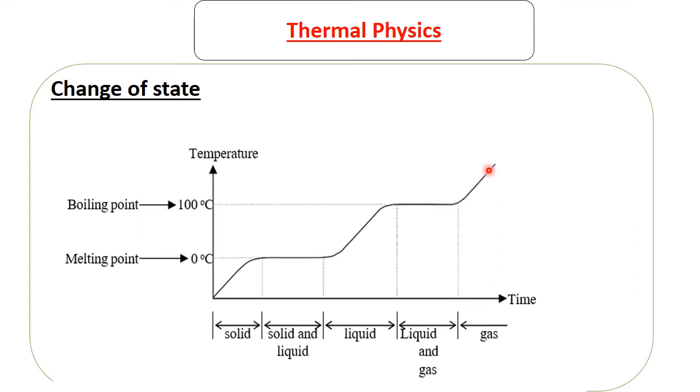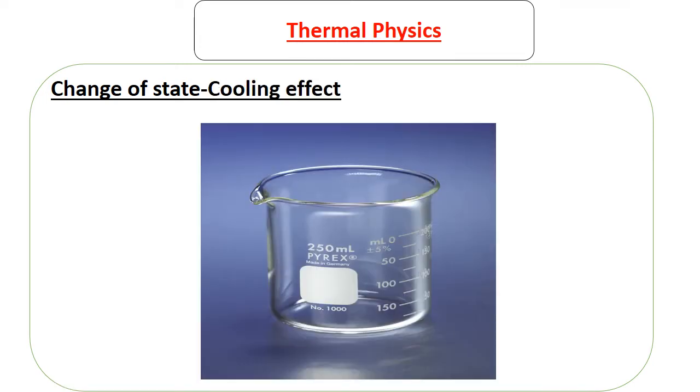Then after that it will be a gas. So this is how to interpret heating and cooling curves. Now there's something interesting about evaporation. Evaporation has what is called a cooling effect. When you boil water and then leave it somewhere, that water is going to become cold. Why? Because of evaporation. Of course, there are some other factors, but mostly it's because of evaporation.